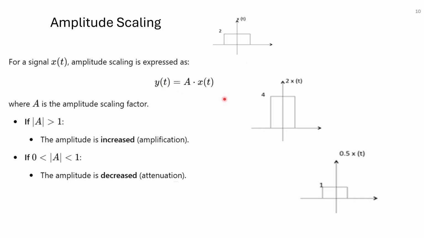y of t is equal to a times x of t. Simply multiply the amplitude. So if a is greater than 1, the amplitude will be increased. However, if you multiply by a value between 0 and 1, the amplitude will shrink, right? So it will decrease. And similarly, if it is minus 1, it will reverse along the y-axis, again a mirror image. So depending on the value of a, amplitude scaling is also called amplification. Simply, this will give you the variation in the value on the y-axis.